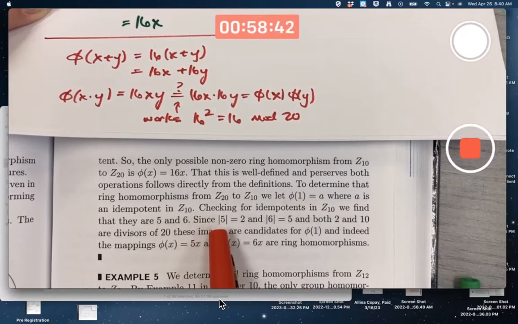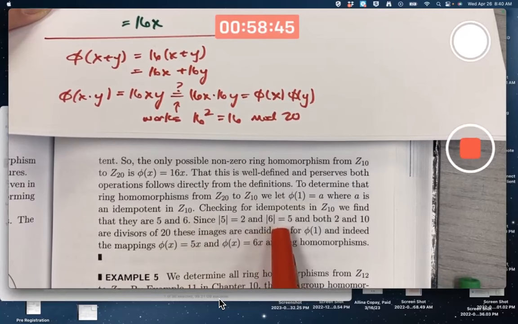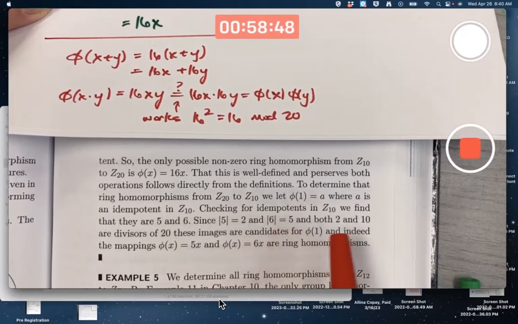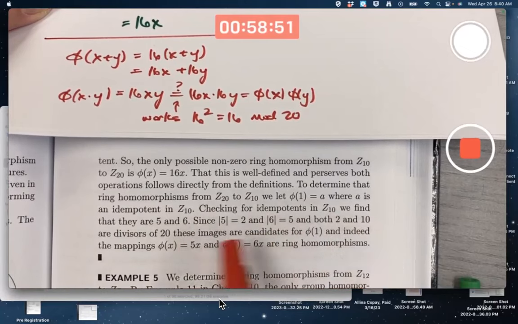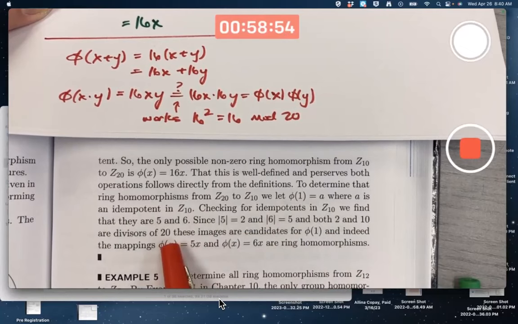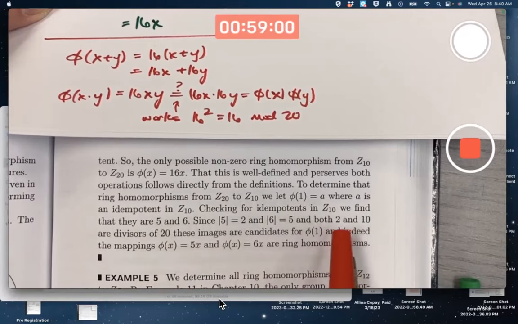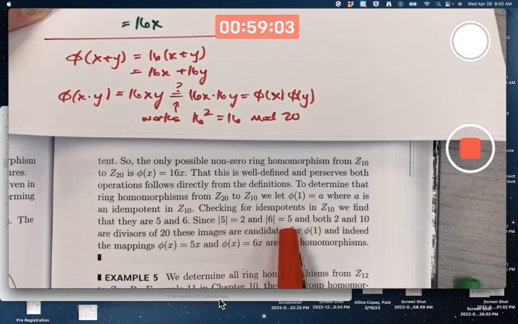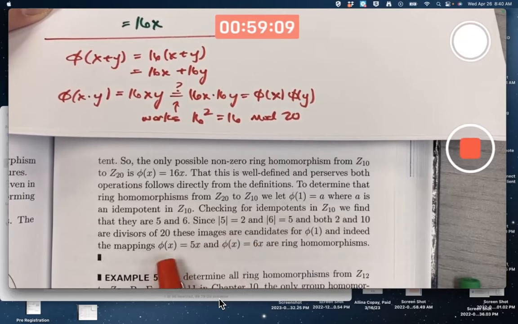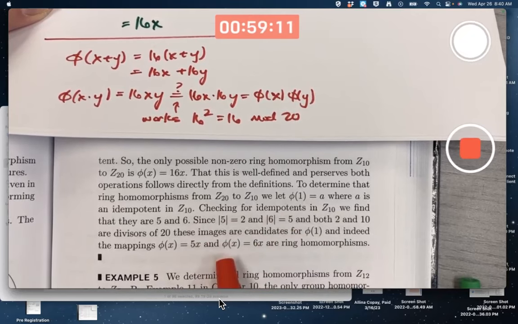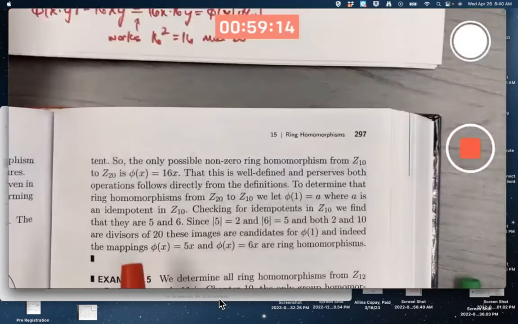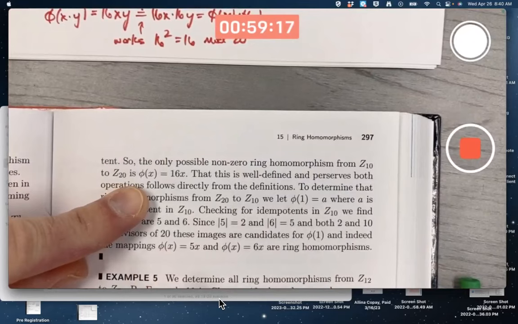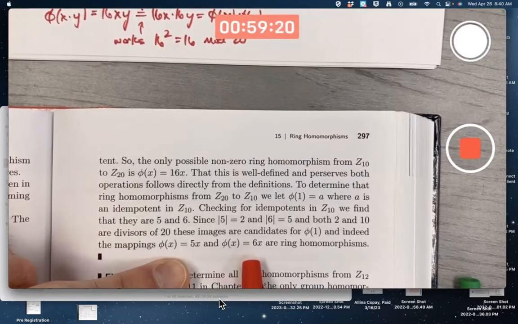And 5 has order 2 as a group element of Z10, 6 has order 5. And both 2 and 10 are divisors of 20. I think that the author meant to say 2 and 5. Yeah, the author meant to say both 2 and 5 because those are the orders there. These images are candidates for phi of 1, and indeed, both of those are ring homomorphisms. So again, there's the only non-trivial ring homomorphism from Z10 to Z20. These are the only non-trivial ring homomorphisms back the other way from Z20 to Z10.